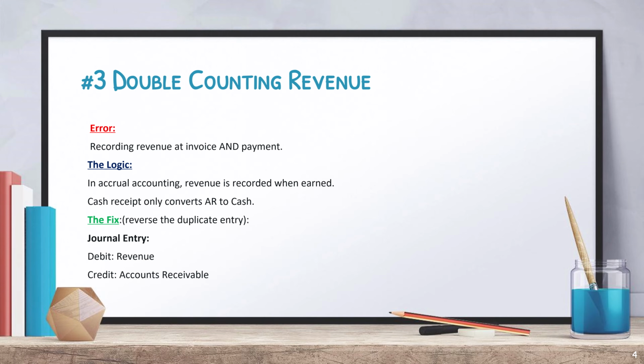Number 3, double counting revenue. This is what I call the invoice plus payment trap. The error: you record revenue when sending the invoice and then accidentally record revenue again when the customer pays. The logic: in accrual accounting, revenue is recorded when earned. Cash receipt only converts accounts receivable to cash. The fix: reverse the duplicate entry by entering the journal entry below. That removes the duplicate income.